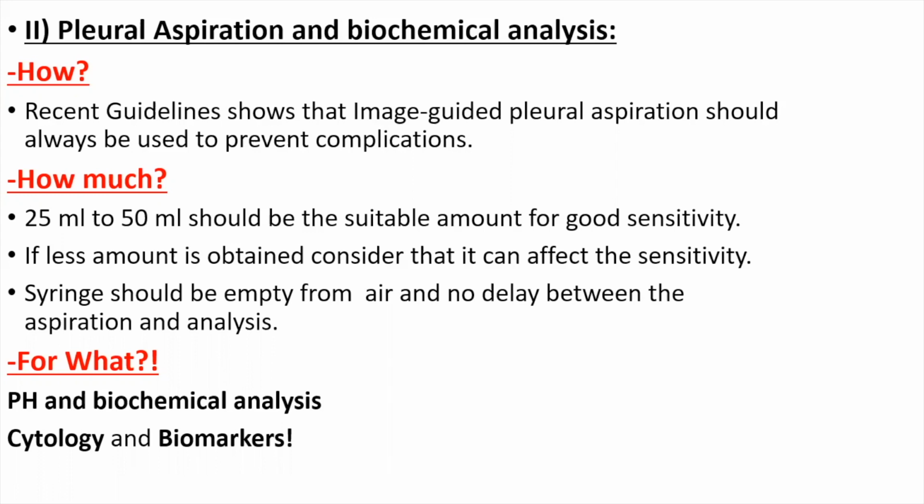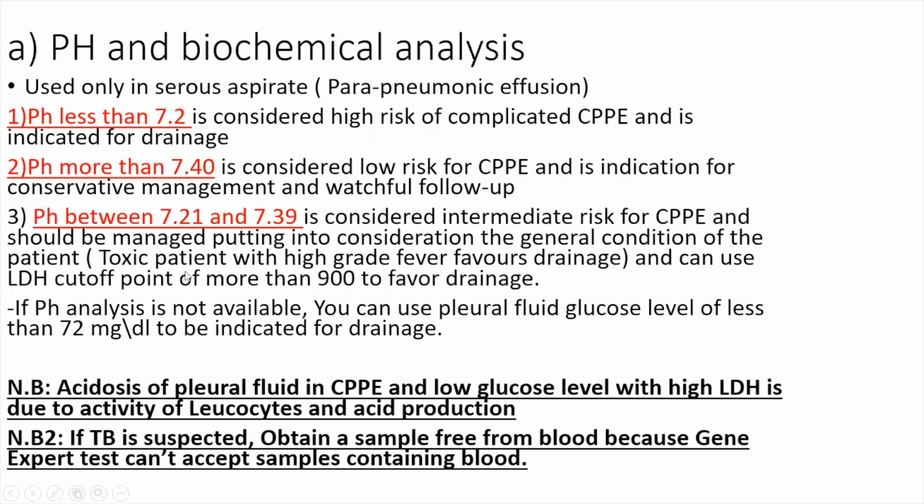And where can we send this aspiration, or what will we do with this syringe? We will perform pH and biochemical analysis, cytology, and biomarkers. To sum up this slide, there are three possible results after the aspiration results come up: pH less than 7.2, pH more than 7.4, and pH between 7.21 and 7.39.